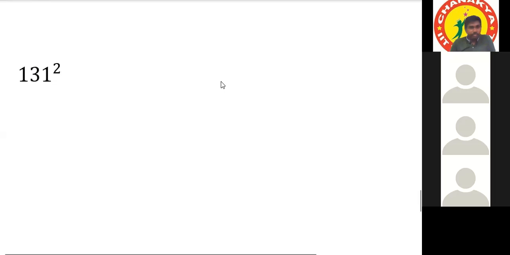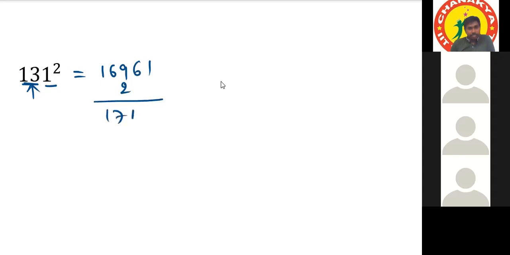And the last question for this session. 13 square is 169. 13 double is 26. Lastly 1. So it will be 17161. That's all. In the next class, we'll see square roots. After that, we'll see division.